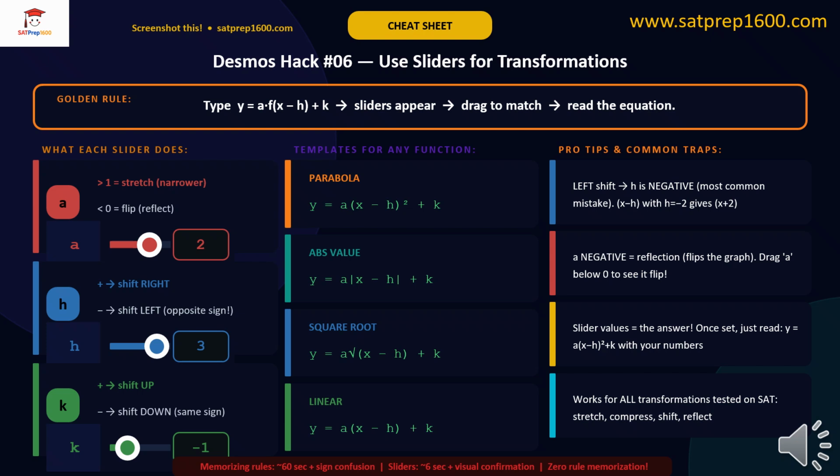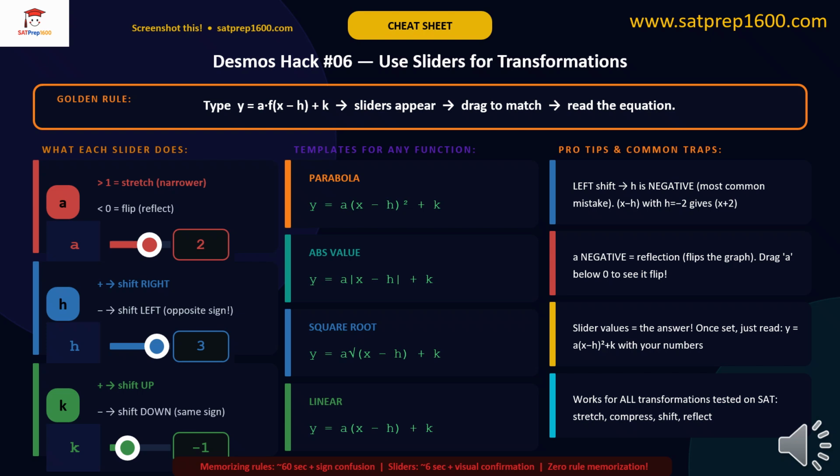Quick recap. a controls stretch, greater than 1 is narrower, negative flips it. h controls left-right. And remember, the sign flips. Positive shifts right, negative shifts left. k controls up-down, same sign, no tricks. And this works for any function on the SAT. Parabola: a(x minus h) squared plus k. Absolute value: a times absolute value of (x minus h) plus k. Square root: same structure with a square root. Linear: same structure, no exponent. One template, 4 function types.